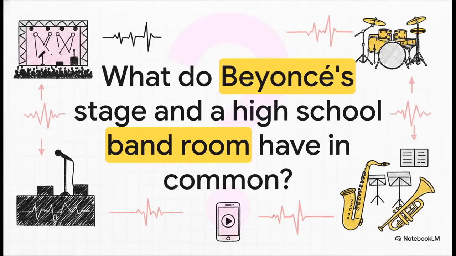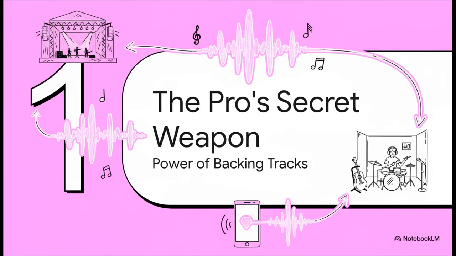So here's a weird question for you. It kind of sounds like the setup to a joke, right? On one hand, you've got a global superstar on the world's biggest stage, and on the other, a high school band room. But believe it or not, they share a crucial piece of technology. And that secret weapon is the backing track. Yep, that's the common thread that connects the biggest stages in the world to the most everyday practice spaces.